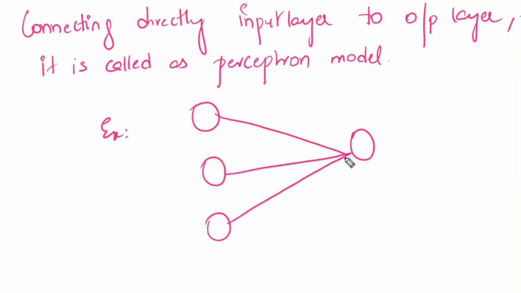You are going to connect neurons to neurons. Layer is the word we have created for our understanding purpose; the word layer will not be there inside. Only neurons will be there, and neurons will be connected. Then it is called a perceptron model. Done.